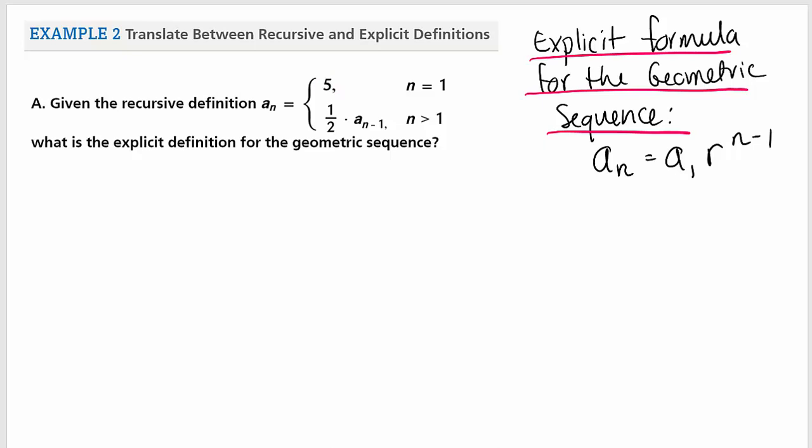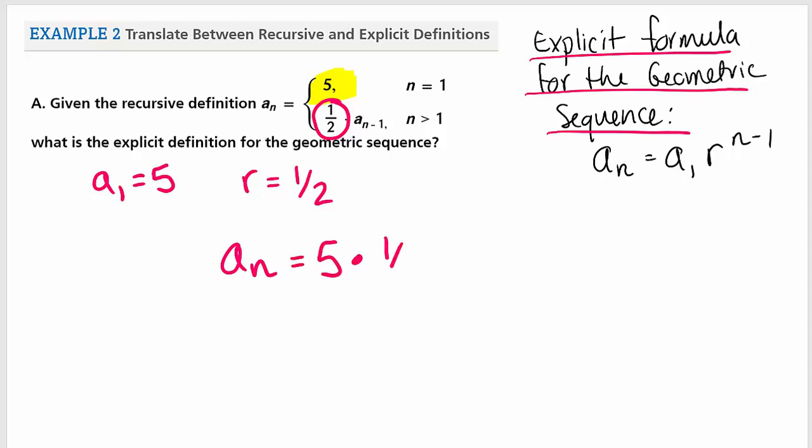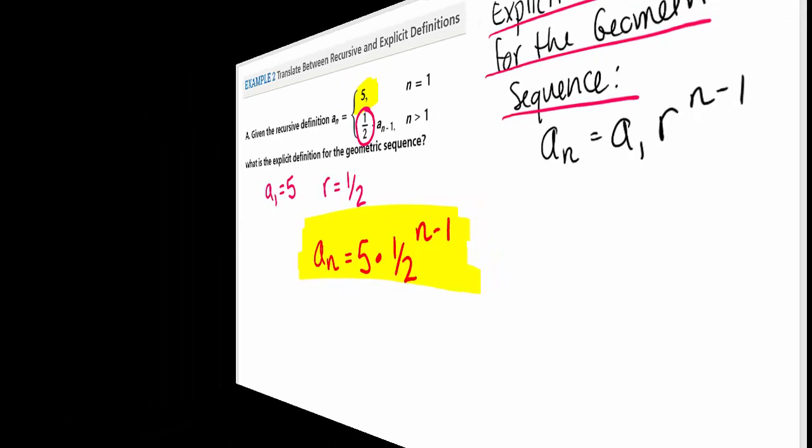The 5 is the value of the first term. A sub 1 is equal to 5. The 1/2 is the r value. So we're actually given the pieces of the formula that we need to put it together. A sub n is equal to 5 times 1/2 to the n minus 1. It's not that challenging, but you have to understand the way that the recursive formula is set up in order to pull the appropriate information from it.